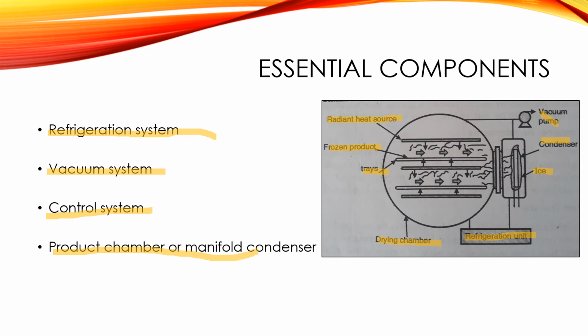Second, shelves. The shelves act as a heat exchanger, removing energy from the product during freezing or during primary or secondary drying, and supplying energy to the product during the primary and secondary drying segments of the freeze drying cycle. Next component is a process condenser.